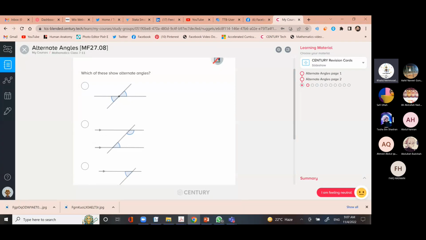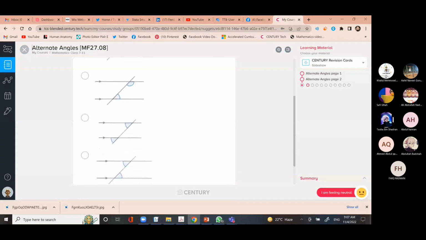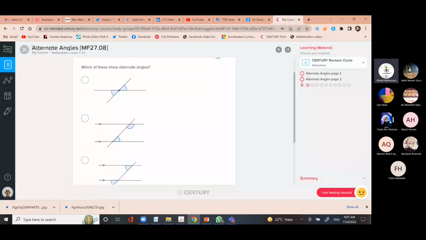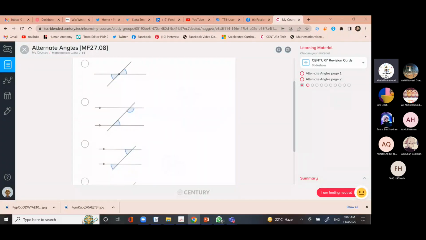This we have done, alternate angles. Now you have to tell me which one of these are alternate angles. Sir, the first one is the alternate angle. No, the first one is vertically opposite. Sir, no, the first one is alternate angle. No, sir, because it is vertically opposite. Yes, it is vertically opposite. Sir, I think it is the fourth.